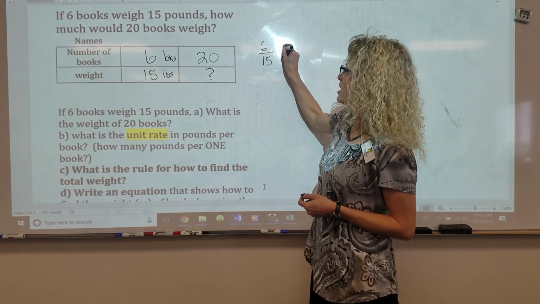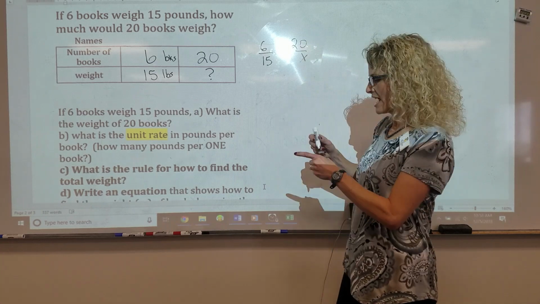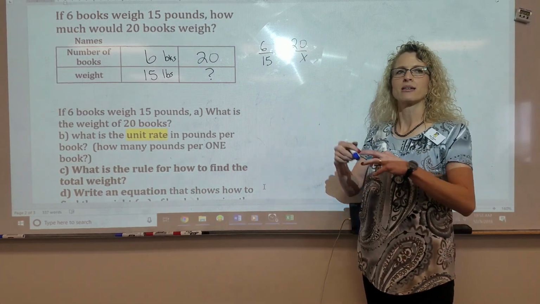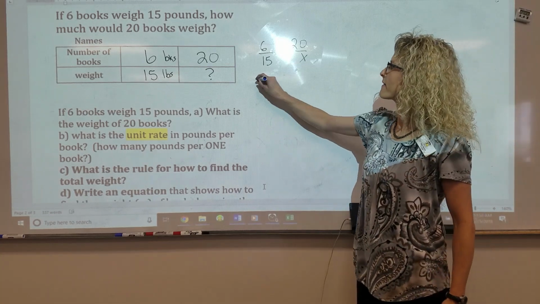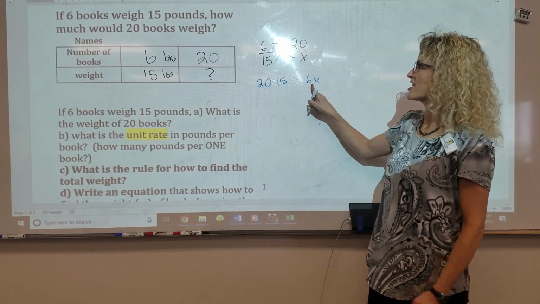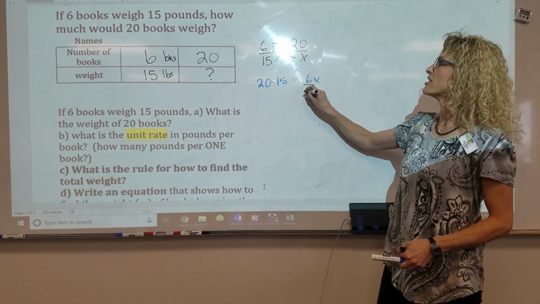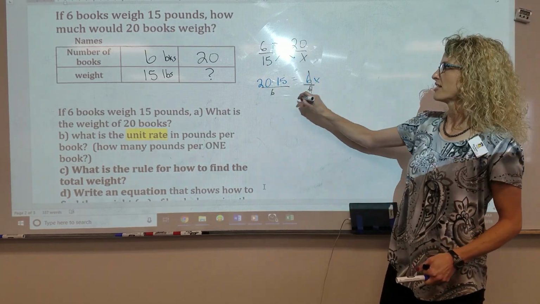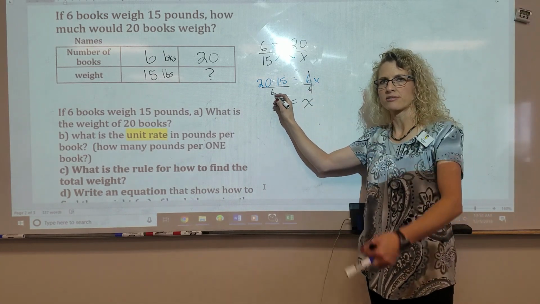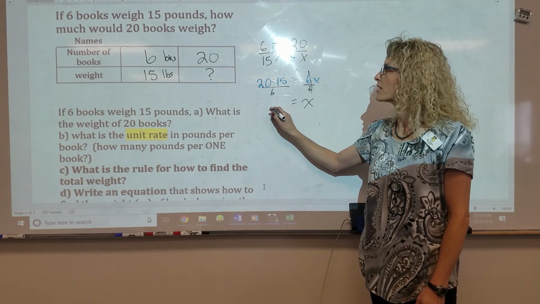6 over 15 equals 20 over x. How do I solve a proportion? Remember yesterday's lesson? What do I do? Maddie? 20 times 15 divided by 6. 20 times 15, so we cross product, and then she says we're going to divide by 6 next to get x isolated. And then let's type that in. Who's got their calculator? Can punch that in? Alex. So that would equal 50.